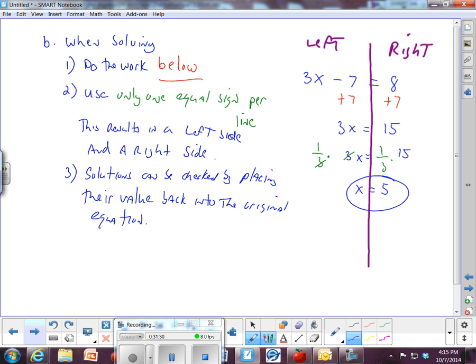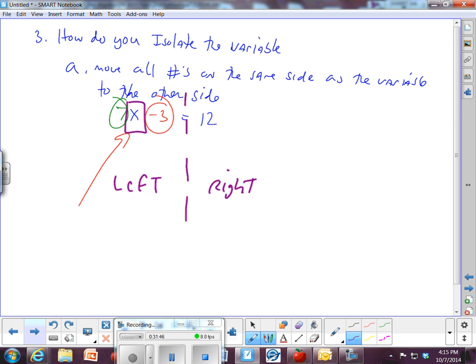Some things that will help us, remember, do the work below. Only use one equal sign per line. Have a left side, have a right side, right? And solutions can be checked by placing the value back into the original equation. Again, that's when you're done and you have time.